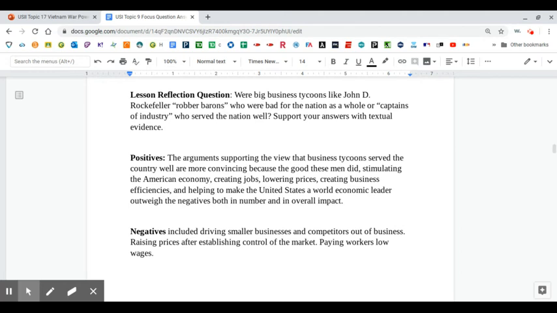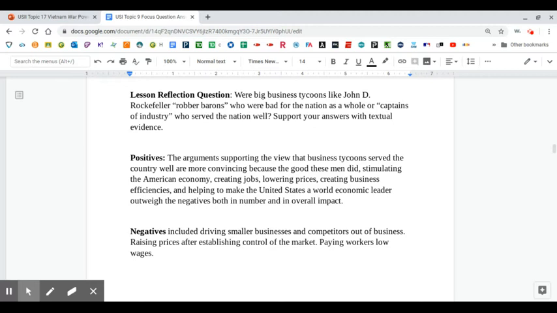Lesson reflection: were big business tycoons like Rockefeller and Carnegie robber barons who were bad for the nation as a whole, or captains of industry who served the nation well? Support your answers with text information. Positives: they view the business tycoons as having served the country well, convincing that they did good things by establishing these businesses. They created new markets for the country, new products, made things more widely available. They helped to stimulate the American economy, creating jobs and lowered prices, created business efficiencies, helped make the United States a world economic leader.